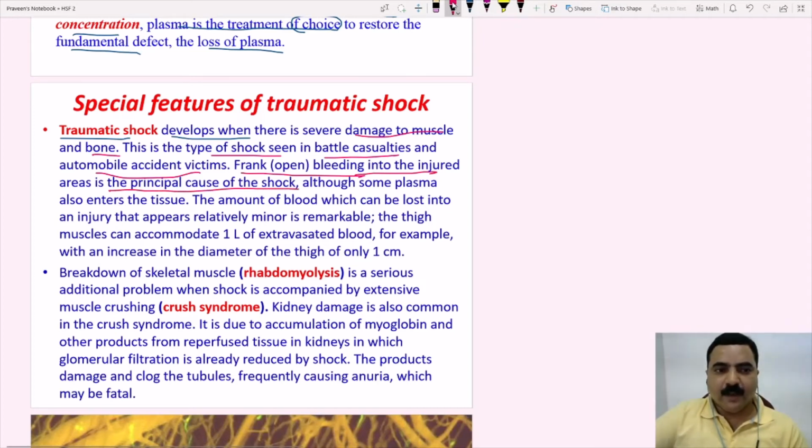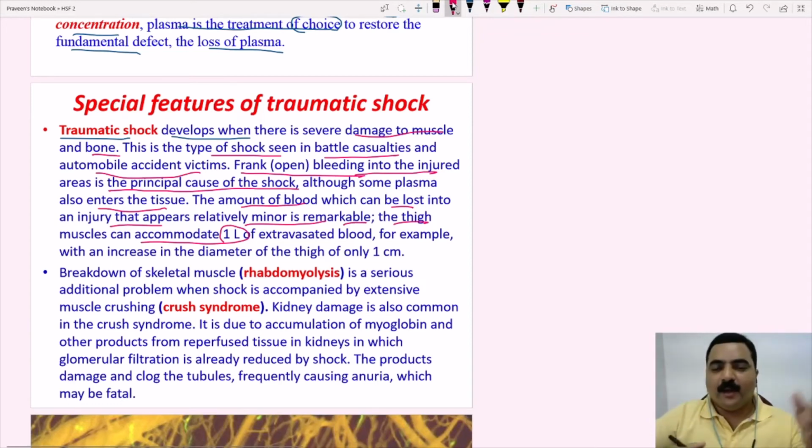Although some plasma enters into the tissue, the amount of blood which can be lost into an injury that appears relatively minor is remarkable. For example, the thigh muscles can accommodate about 1 liter. For example, in a road traffic accident the femur is ruptured and a big artery, the femoral artery, is ruptured. What will happen? The blood will accumulate in the thigh itself. Nothing will be lost to outside of the body. You may not even see any blood loss prominently, but the thigh is holding almost 1 liter, which is about 20% of the blood.